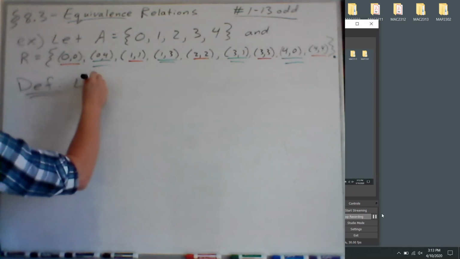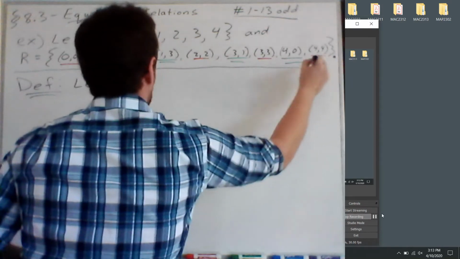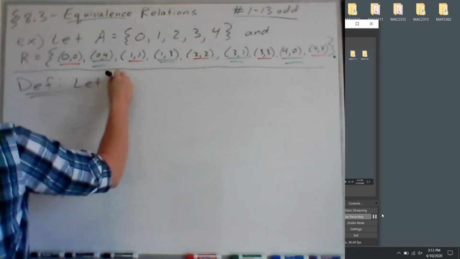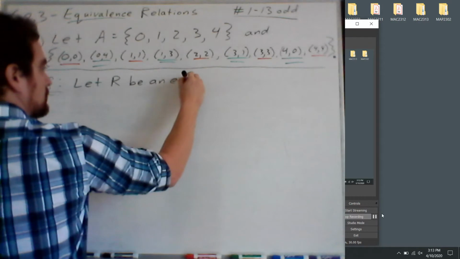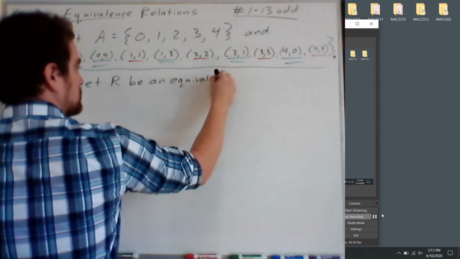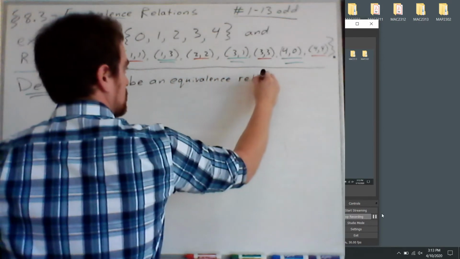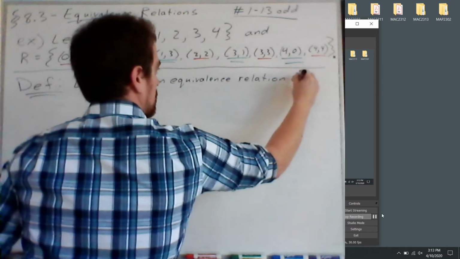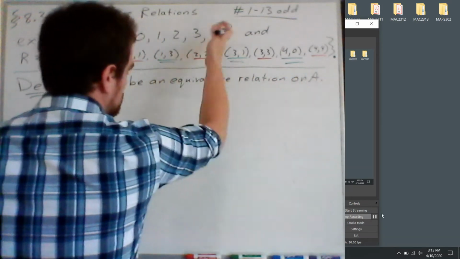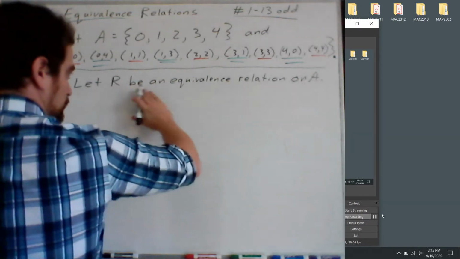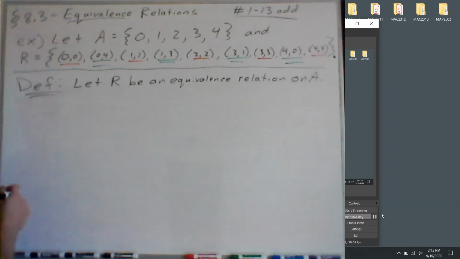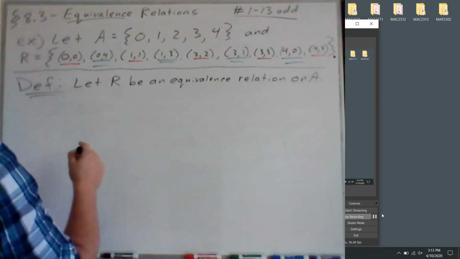So I'm going to start with this definition. Let R be an equivalence relation on A, which in this case it is. But this works for any general relation on any general set. That is what this definition is good for.